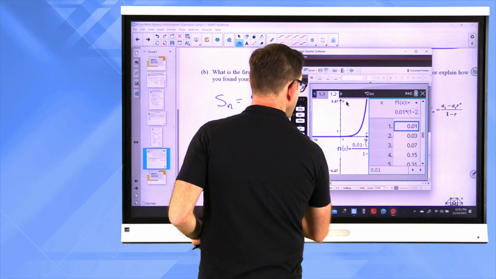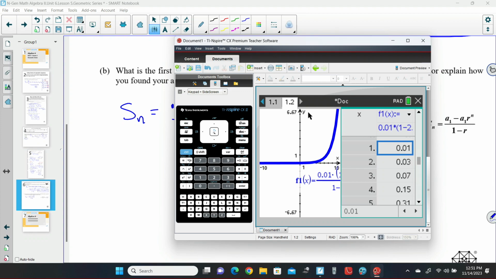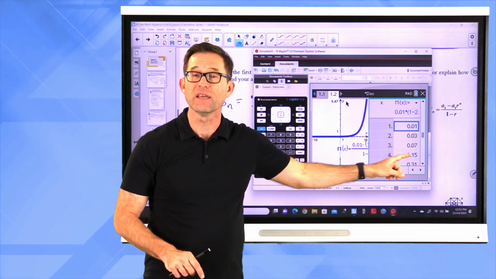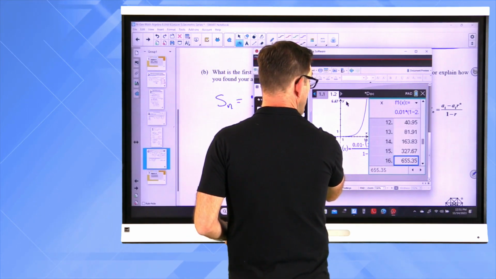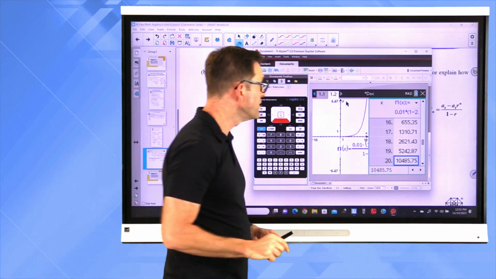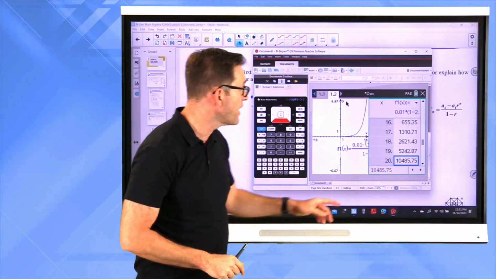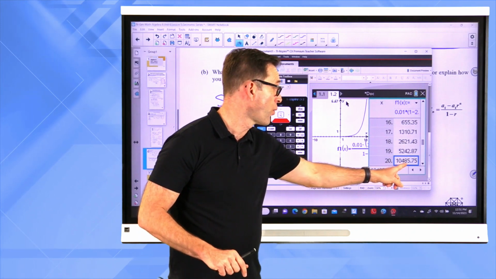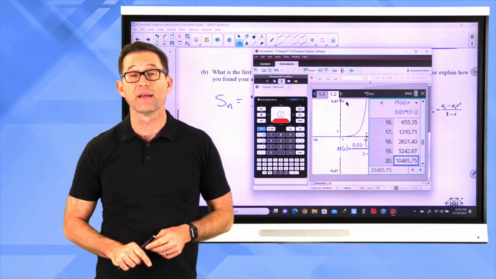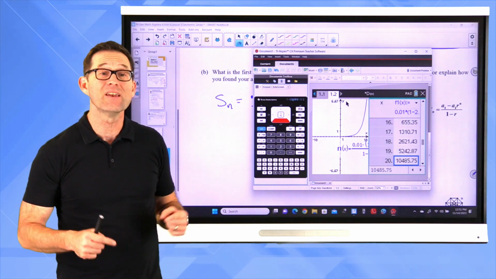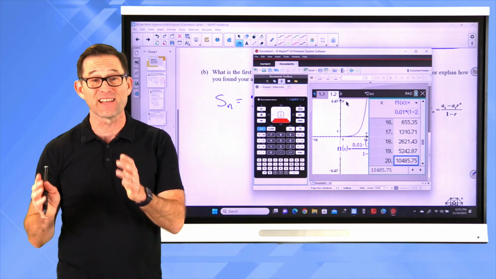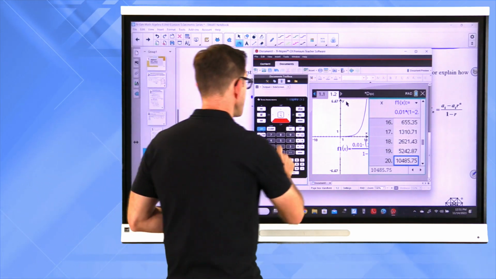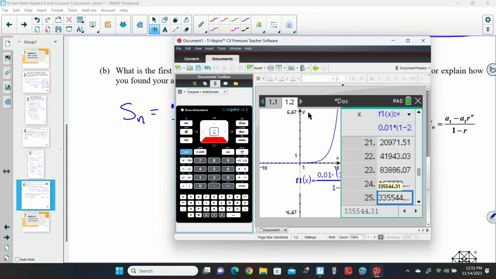So if I hit Control T and look at a table, in the column here we can actually see the total amount saved. And we can see how quickly it's growing, right? After, let's say, 20 days, we've already saved $10,485.75. Now we're looking for it to exceed $1 million. By the way, 1 million is 1 times 10 to the 6th, all right? So let's keep looking. Now the numbers start to get very large, right?